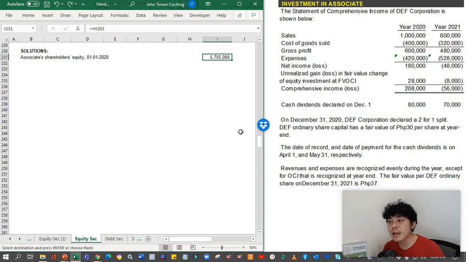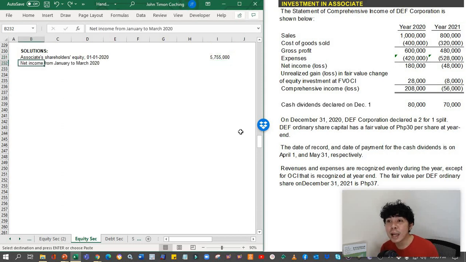And since ang kailangan natin is the net asset of the associate on April 1, so we need to consider the movement from January 1, 2020 until April 1, 2020. And based dito sa information, ang tanging movement during the 3-month period is only the net income.